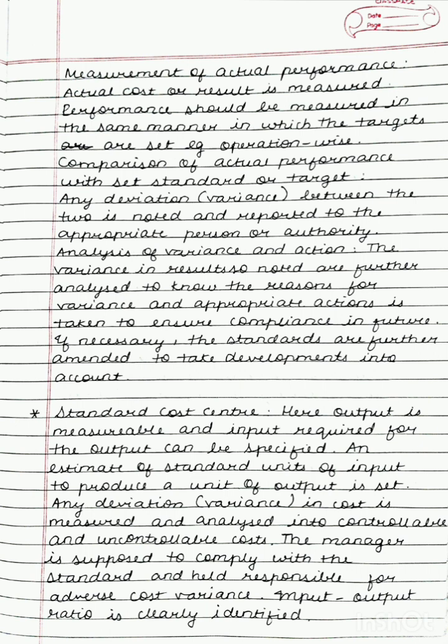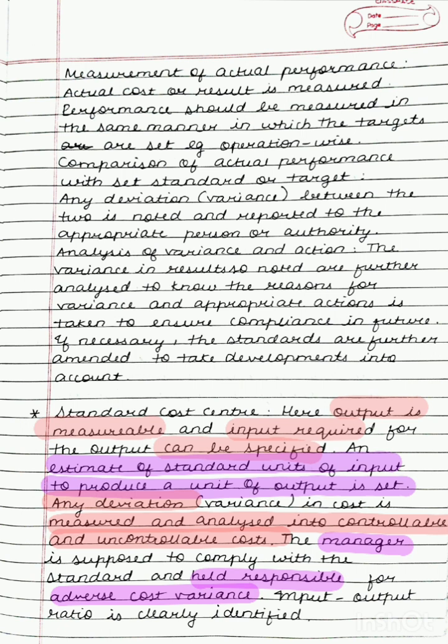Standard cost center. Cost center where output is measurable and input required for the output can be specified. Based on well-established study, an estimate on standard units of input to produce a unit of output is set. The actual cost for input is compared with the standard cost. Any deviation is measured and analyzed into controllable and uncontrollable cost. The manager of the cost center is supposed to comply with the standard and is held responsible for adverse cost variance. The input output ratio for a standard cost center is clearly identifiable.